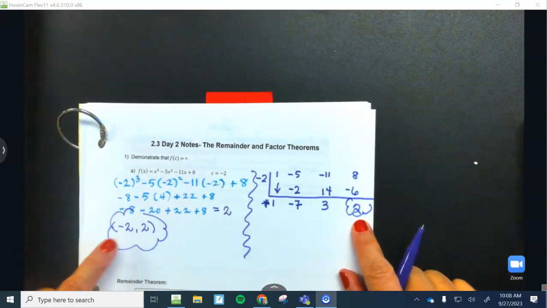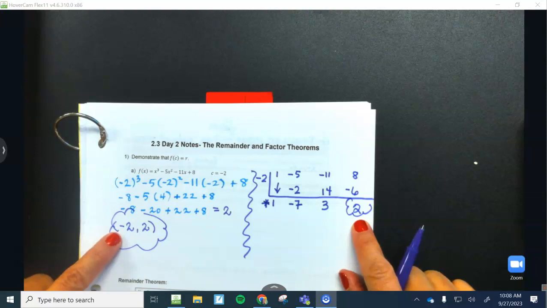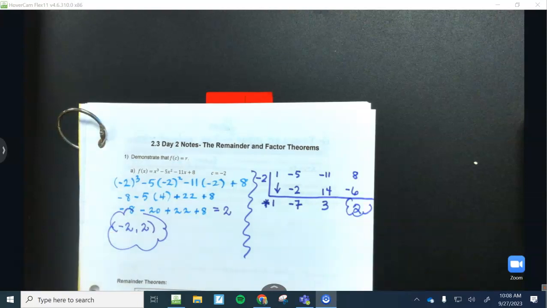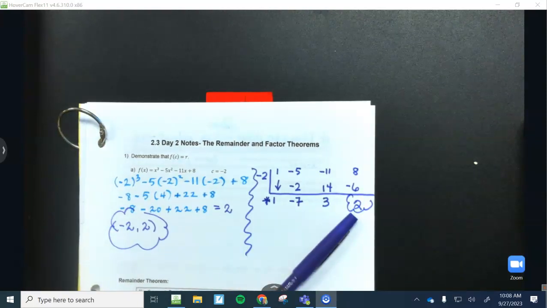What we plugged in was the x value. But if I do not get a remainder, there's nothing left over. That's the x-intercept. Let's practice that. Y'all turn to the back of the page, go to the back on page 26.